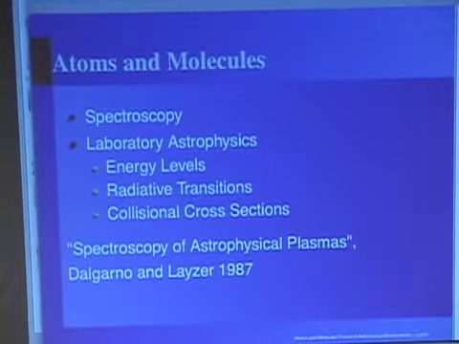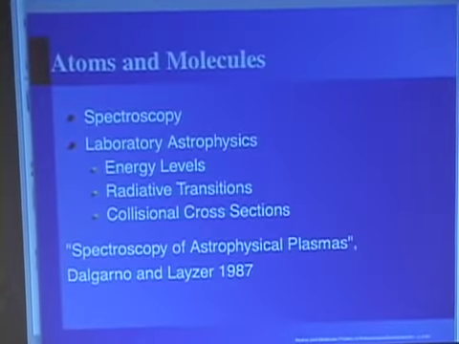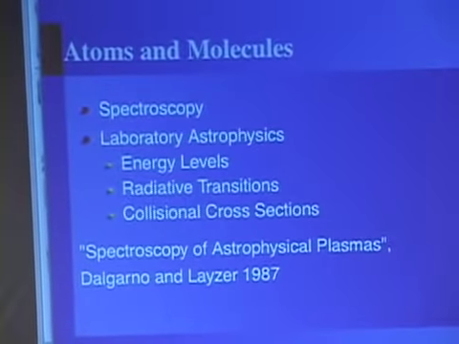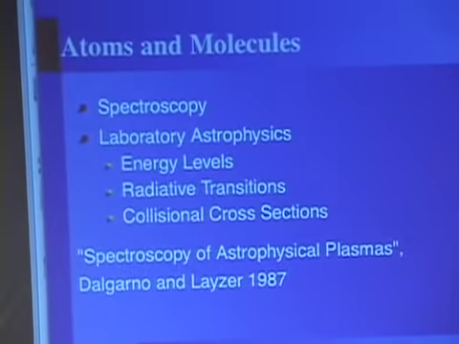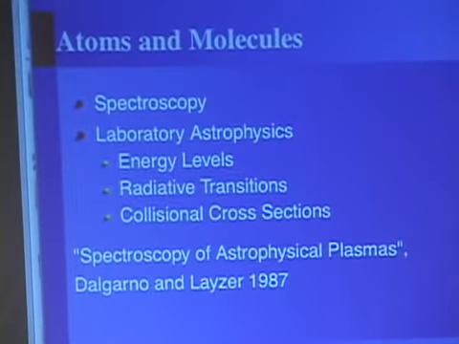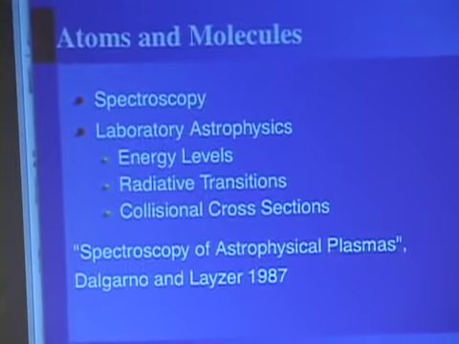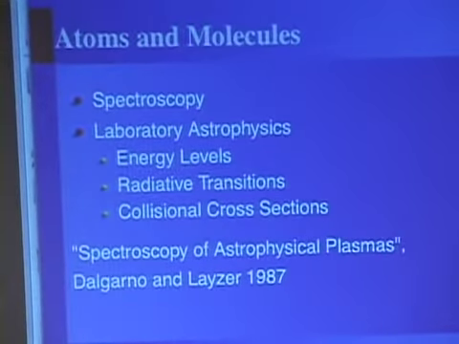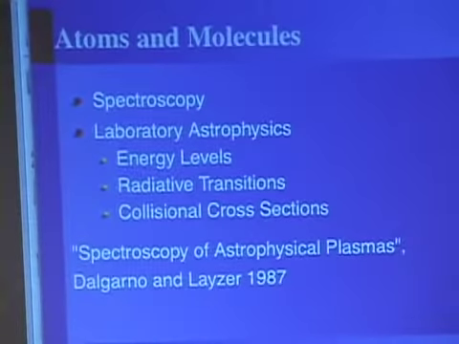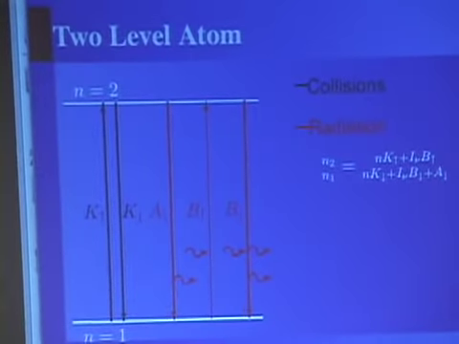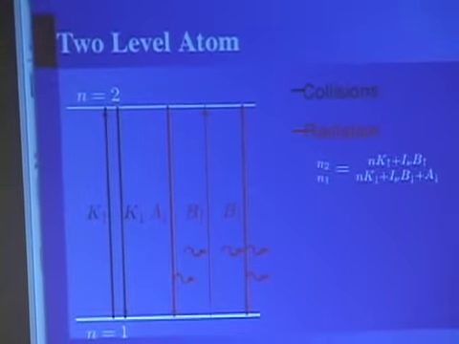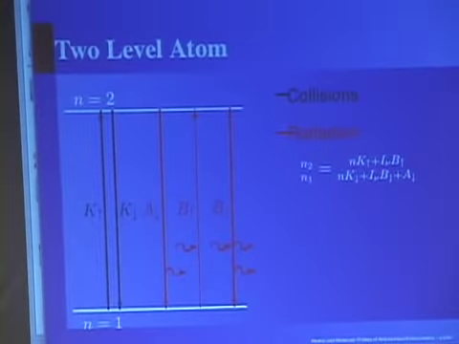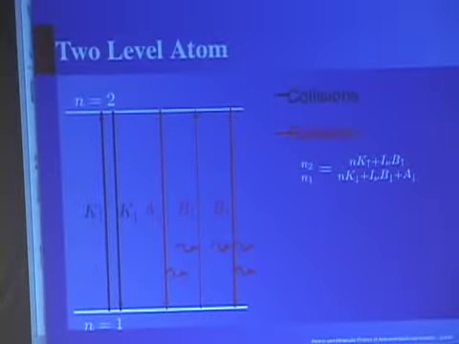Well, this is basically a Wien's talk. The way we learn about the universe around us is by taking laboratory astrophysics, which includes both theoretical and laboratory data, and modeling that together to interpret astronomical spectra. There's a nice book by Dalgarno and Lazer, Spectroscopy of Astrophysical Plasmas, which goes over a lot of this. Atoms and molecules work well because they have discrete energy levels, so they emit in discrete lines, and we can model those.